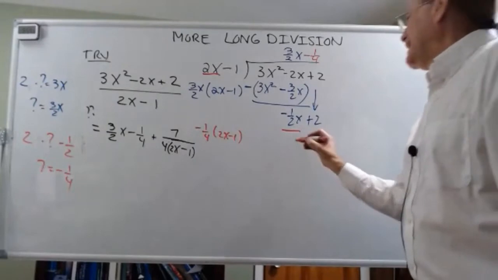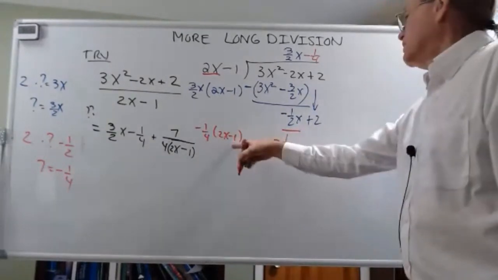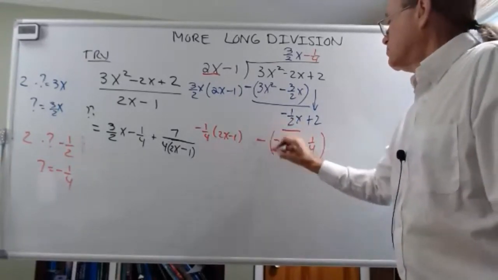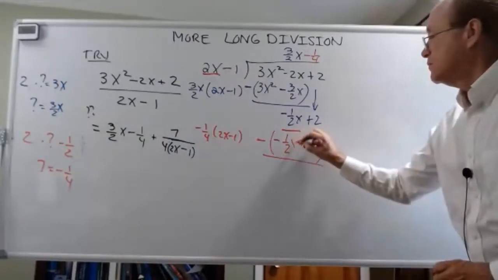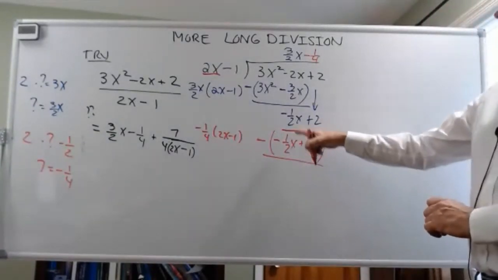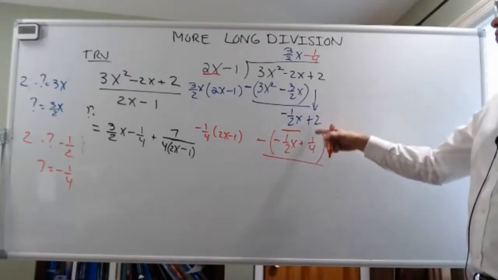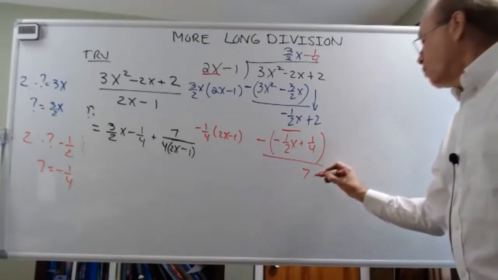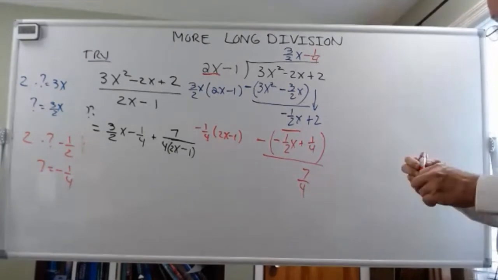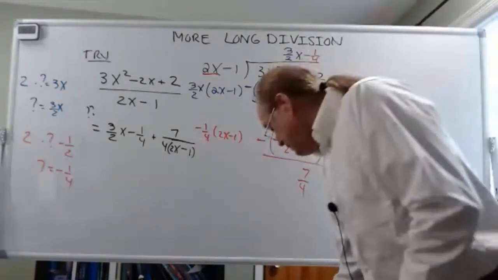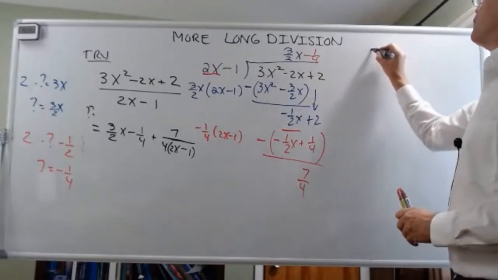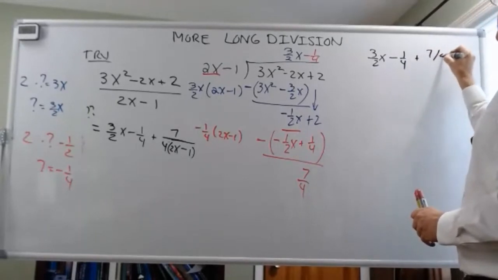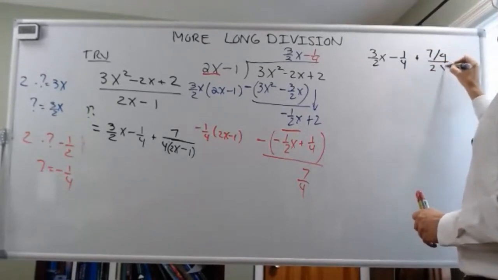2 over 4 is a negative 1/2, and that will give me plus 1/4. But I'm going to subtract everything there. So negative 1/2 x minus negative 1/2 x is gone. 2, subtracting 1/4, that gives me, 2 is 8/4, subtracting 1/4 gives me 7/4. Okay, so my final answer then is 3 halves x minus 1/4 plus 7/4 over 2x minus 1.